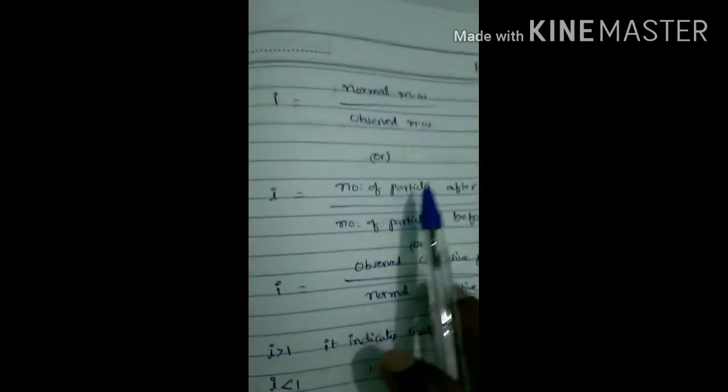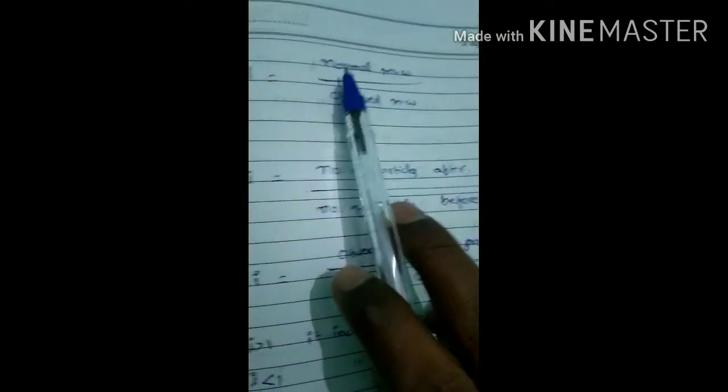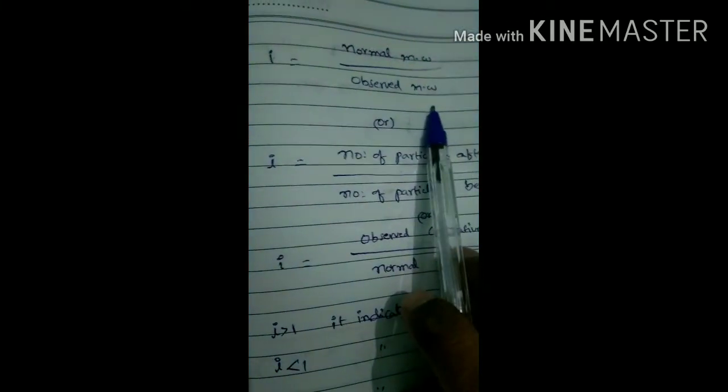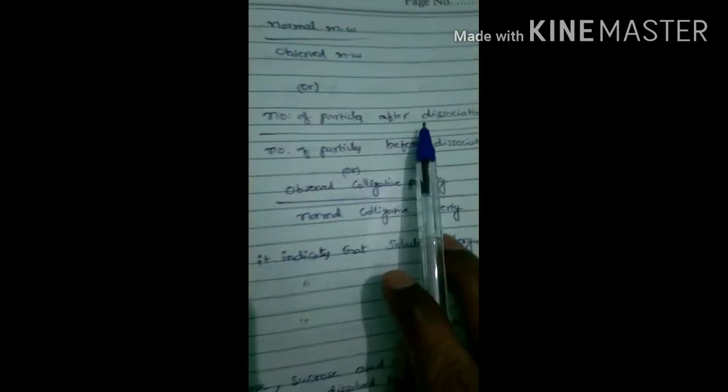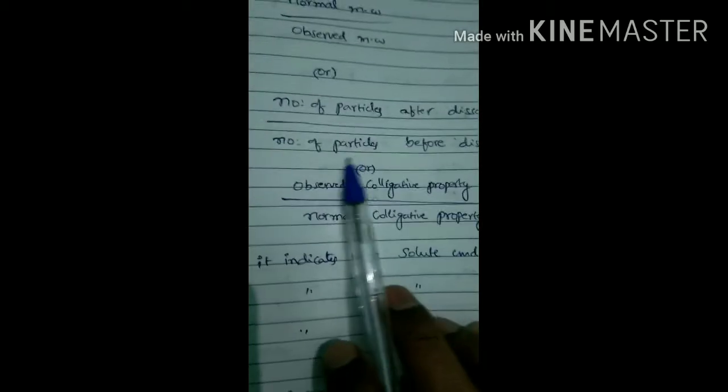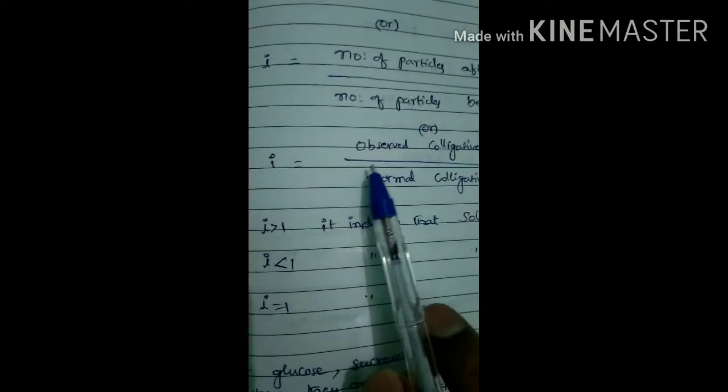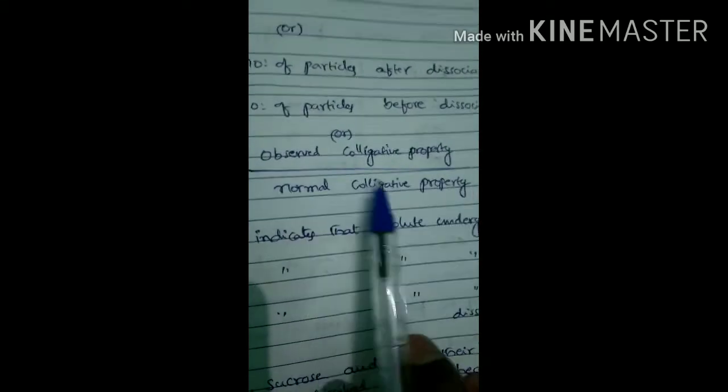There are some formulas regarding the i value. These are: normal molecular weight by observed molecular weight. This is one formula. One more formula: number of particles after dissociation or association by number of particles before dissociation or association. And one more formula: observed colligative property by normal colligative property. If you use any formula, we get the same value.